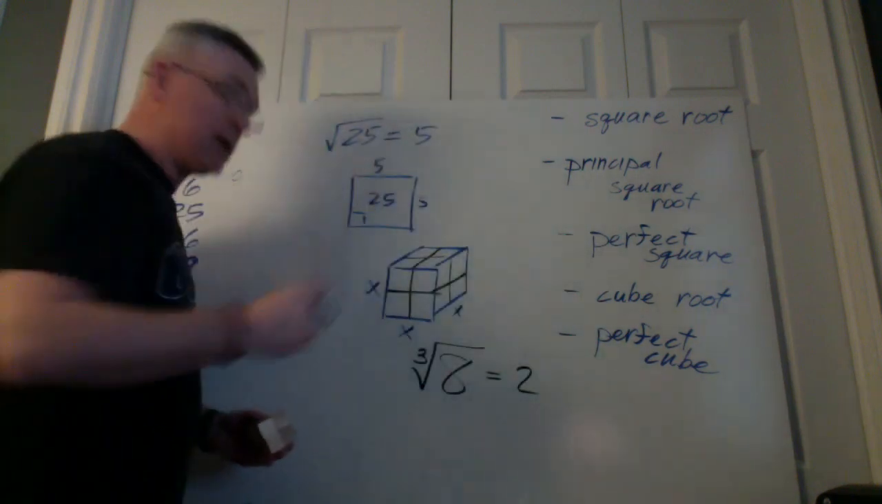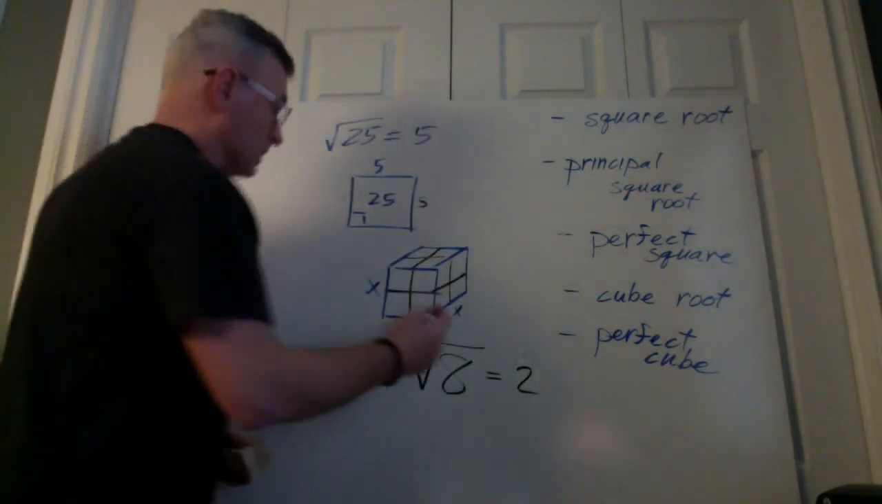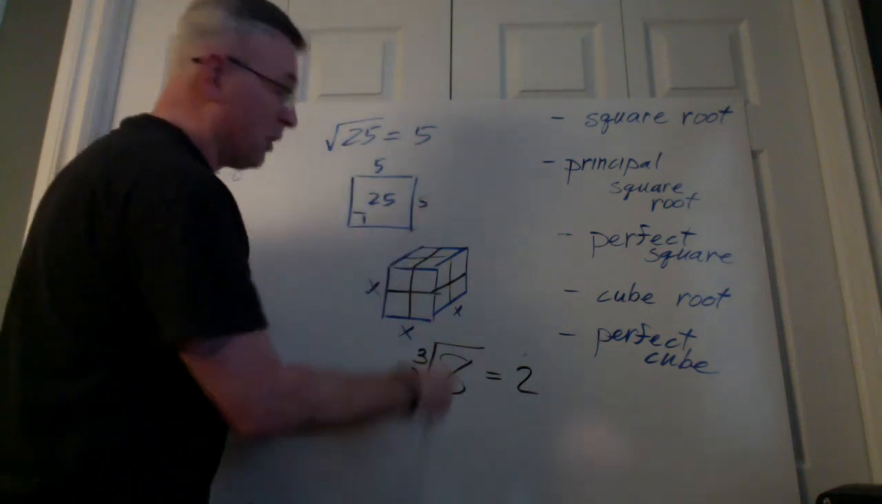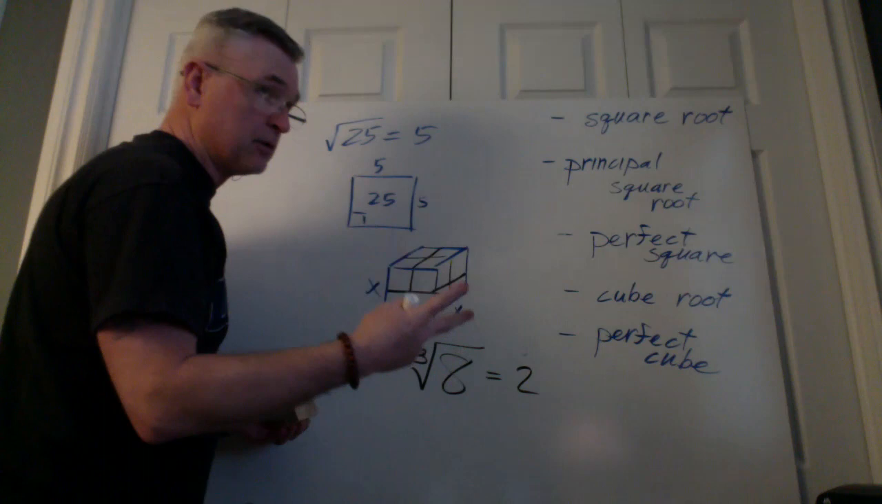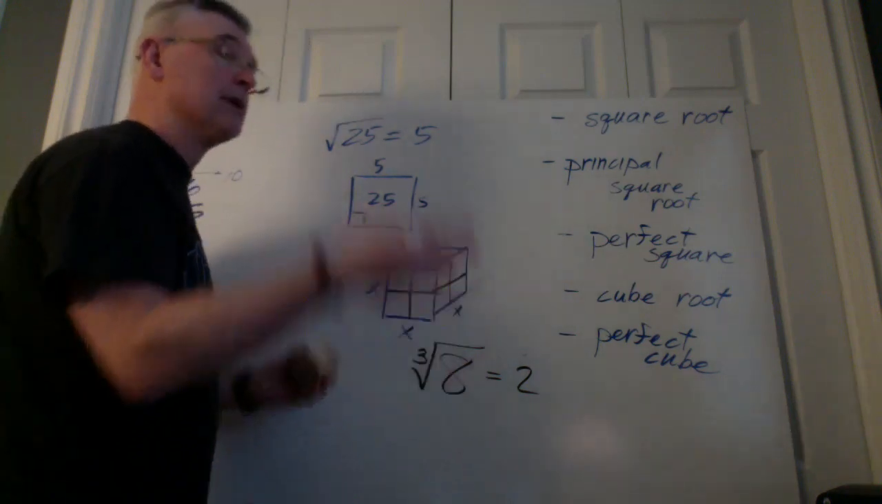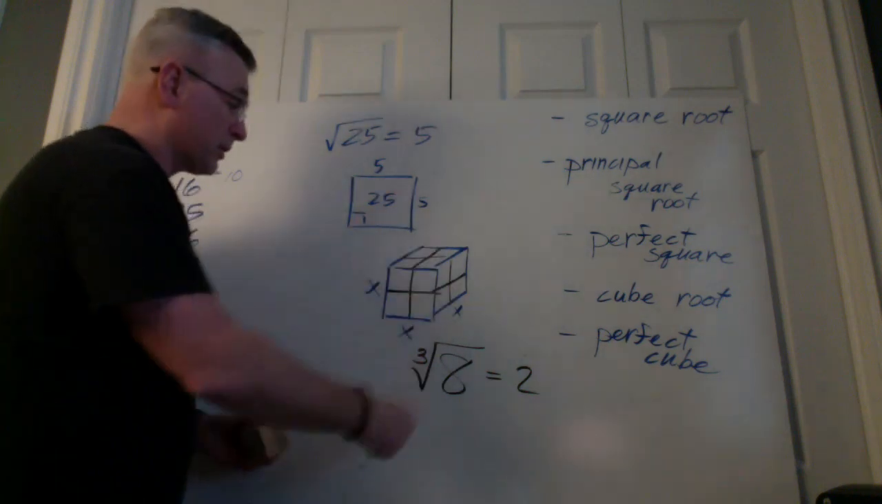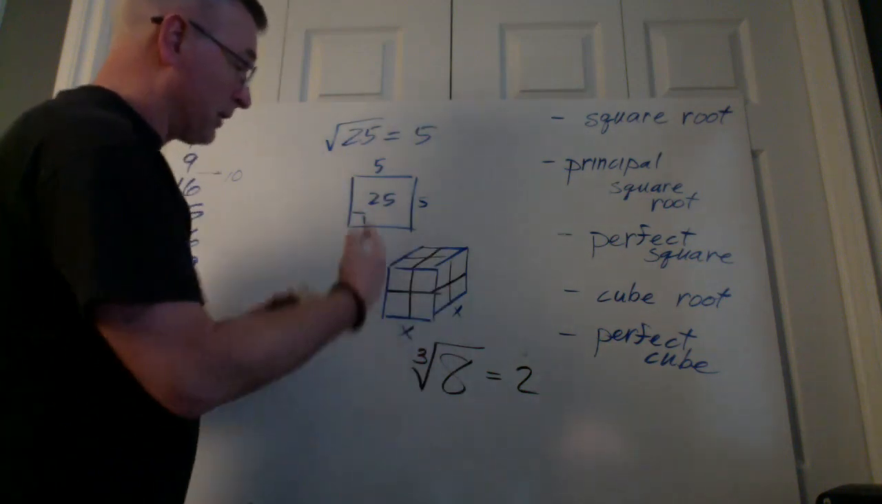So this has to be 2. Now, can it be a negative 2? Because in this one, it could be a positive or a negative 5. Here, could it be a negative 2? Well, a negative 2 times negative 2 is positive, times a negative 2 is a negative 8. The answer is no. So for a cube root, we can only come up with this.